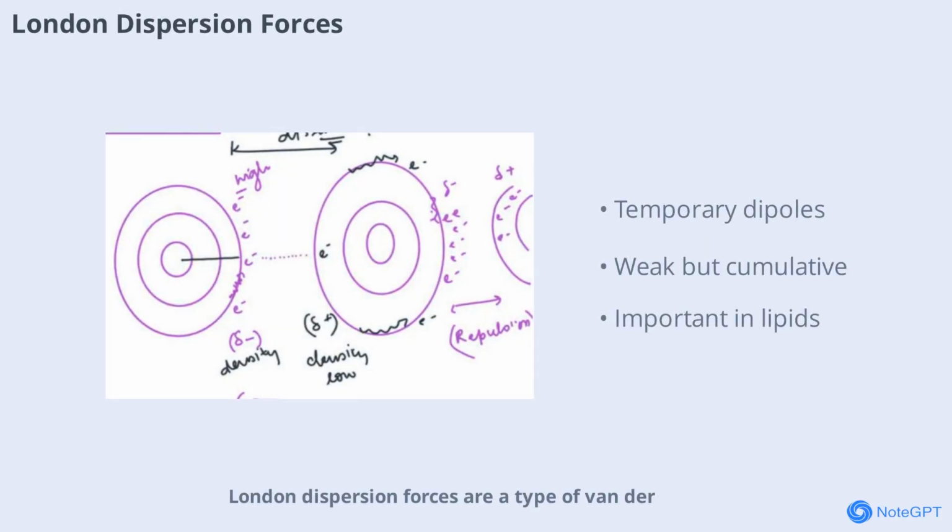London dispersion forces are a type of Van der Waals interaction that arises from temporary imbalances in electron distribution. These transient dipoles induce similar dipoles in neighboring molecules, leading to a weak attraction. Although individually weak, London forces become significant in large molecules or when many such interactions occur simultaneously. They play a key role in the condensation of nonpolar gases and the stabilization of lipid bilayers.